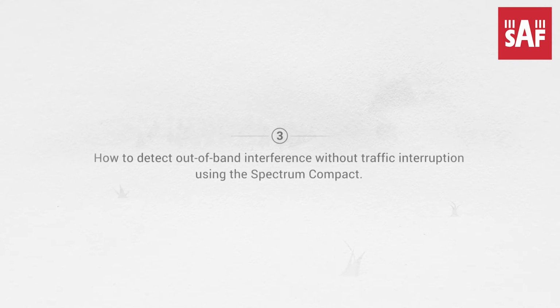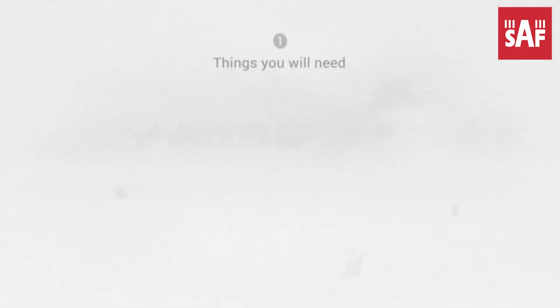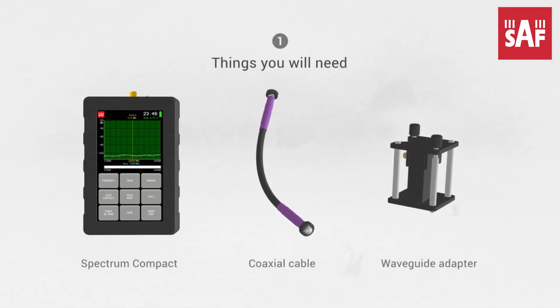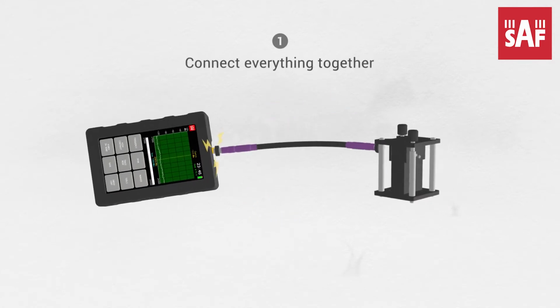How to detect out-of-band interference without traffic interruption using the Spectrum Compact. 1. Attach a coax to waveguide converter to the Spectrum Compact using a coaxial cable.